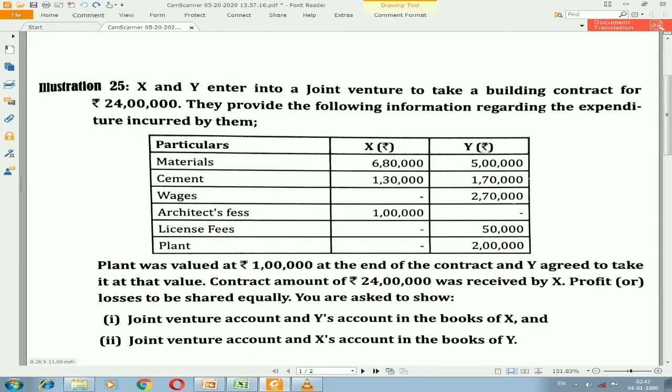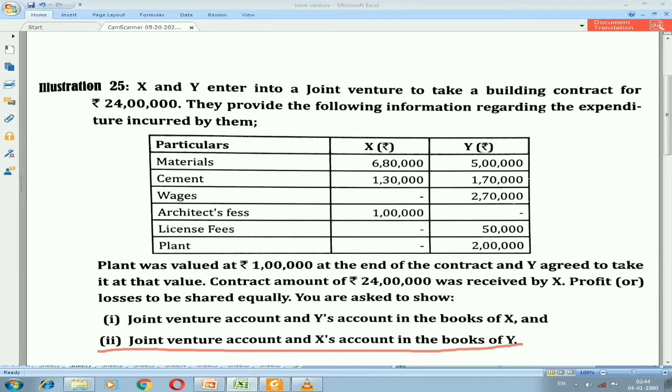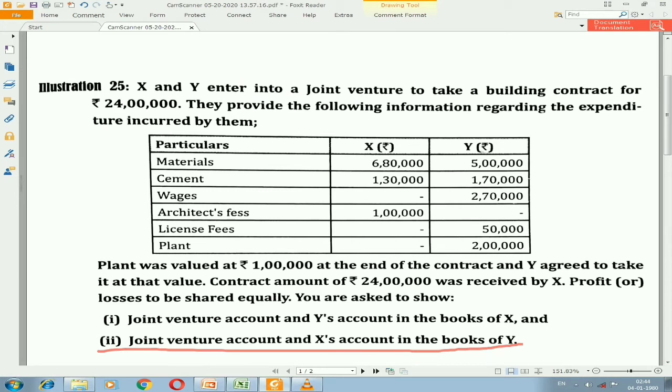Next we are going to solve the joint venture account and X's account in the books of Y. So now we are going to prepare the joint venture account and X account. It should be in the books of Y. As you can see here, in the books of Y, that is the ledger account, joint venture account, X account, we are going to do the entries. If it is related to the co-venturer Y, then we are not going to record in his name. We are going to record in the bank account. If it is a profit or loss, we are going to record under profit and loss account.